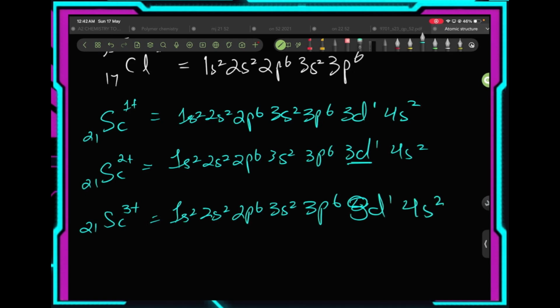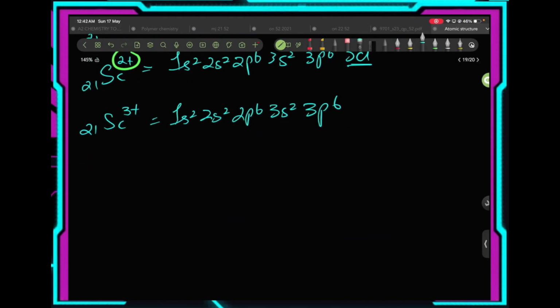Now what do you do? For scandium 1 plus, you remove 1 electron, so that means 4s1. For scandium 2 plus, you remove 2 electrons from the neutral atom, so you remove both these electrons. For scandium 3 plus, you have to remove 3 electrons from the neutral atom, so you removed all 3 electrons. 4s electrons are lost first and then the 3d electrons, right?